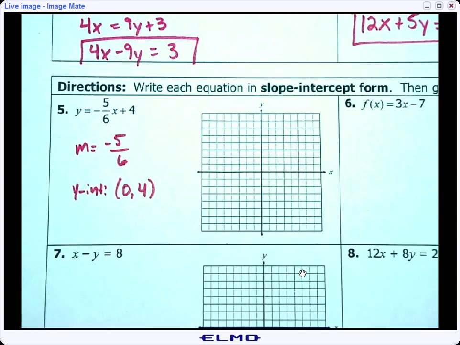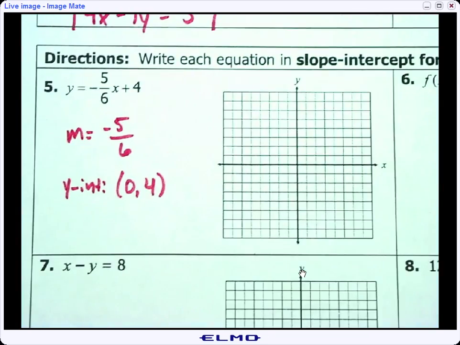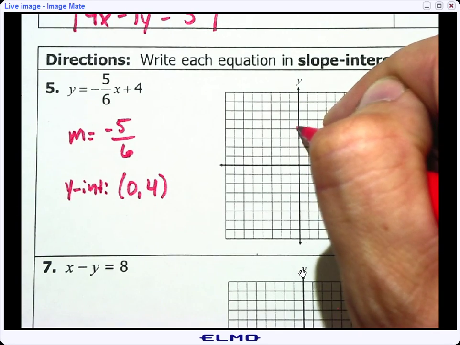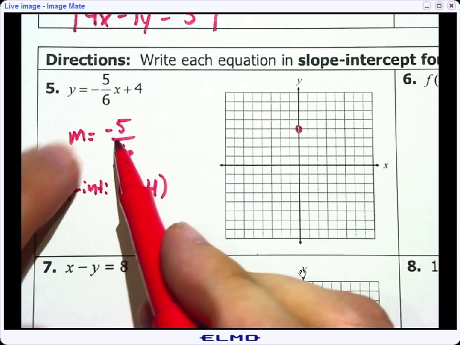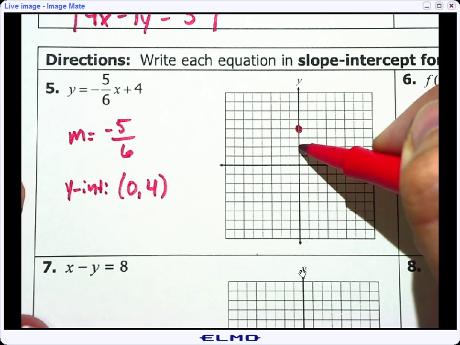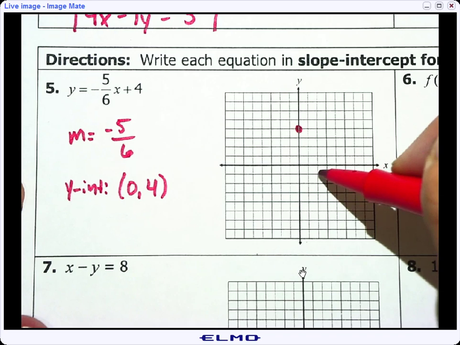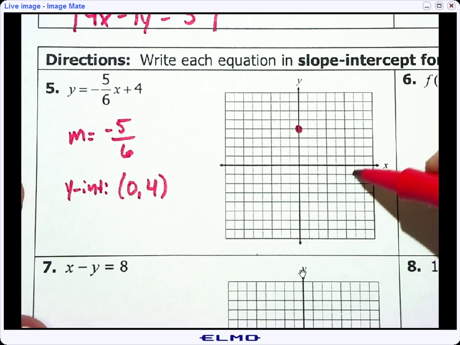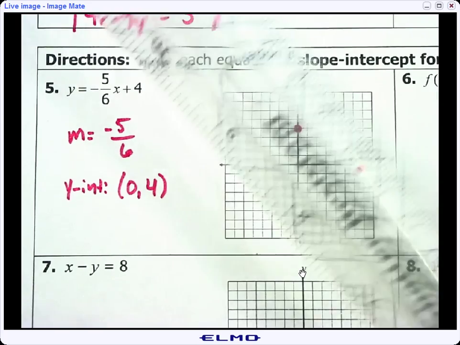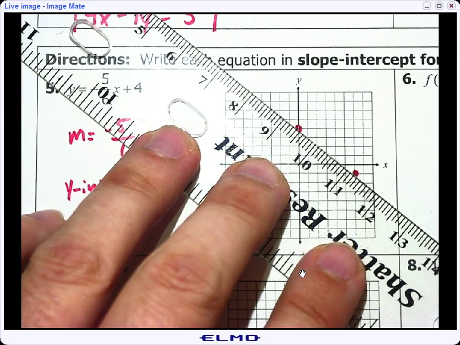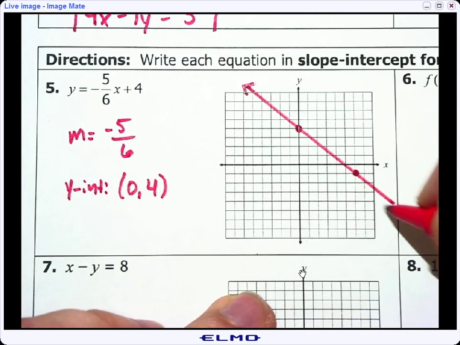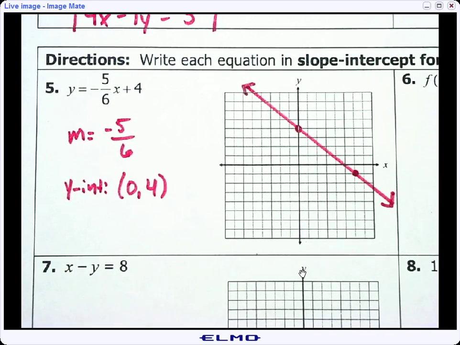So we start with the y-intercept, plotting a point at 0, 4. From that point, I'm going to go down 5, to the right 6. So 1, 2, 3, 4, 5. 1, 2, 3, 4, 5, 6, which puts me right there. Take a straight edge, connect your 2 points. And there's your graph.